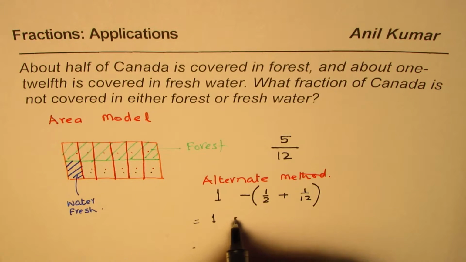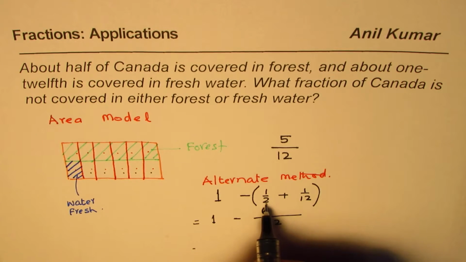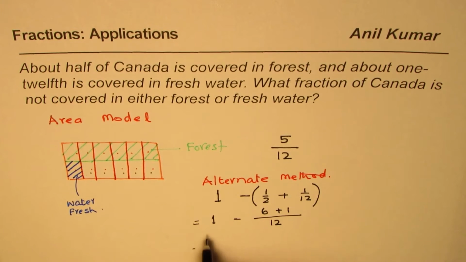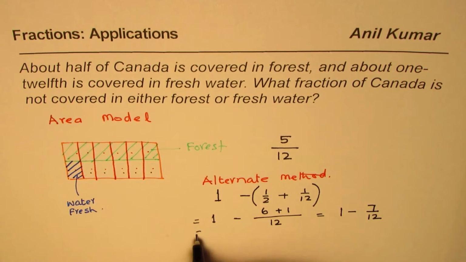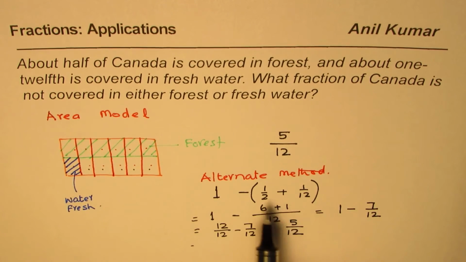So 1 take away, when you have to simplify this, the common denominator is 12, right? So you multiply the half by 6, and then 6 times 2 is 12, and here you get plus 1. So you get 1 minus 7 over 12, and taking a common denominator, we can write this as 12 over 12 take away 7 over 12, and that gives you 5 over 12. So this is the algebraic method, right? So that is how you can do it.